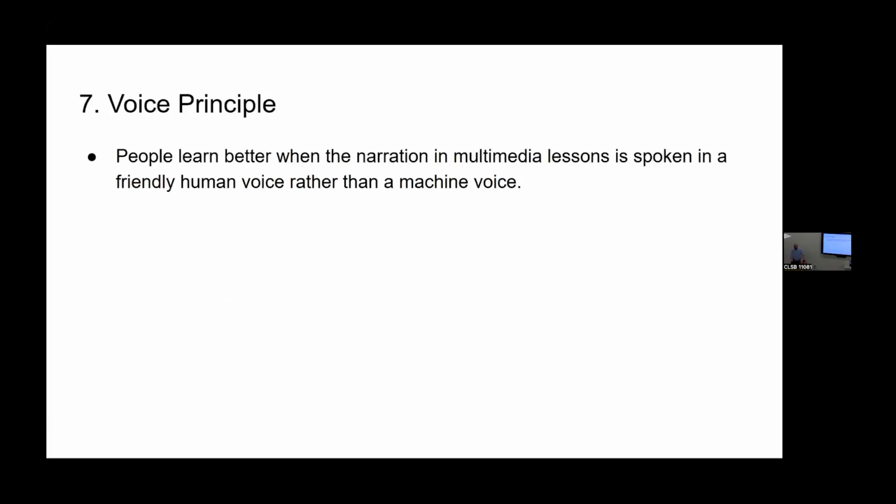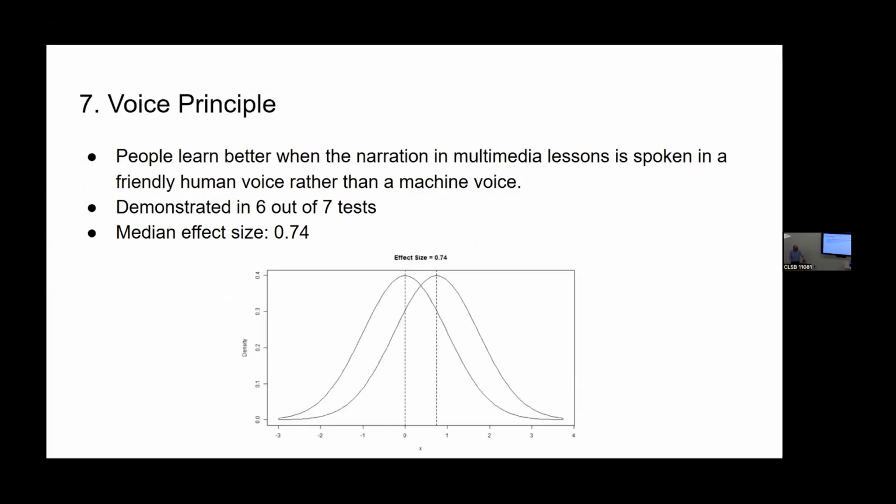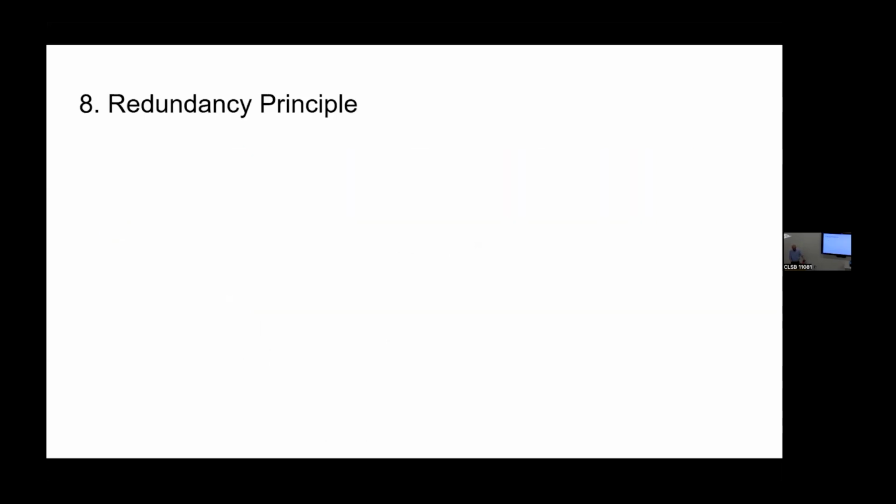Okay. So voice principle: people learn better when the narration in multimedia lessons is spoken in a friendly human voice rather than a machine voice. This is just further emphasizing the fact that it's better to be conversational rather than to be monotone, as I was doing in my example. This has been demonstrated in 6 out of 7 tests with a median effect size of 0.74. Here's what that looks like. I don't think I need to dwell on this too much because we've already covered it.